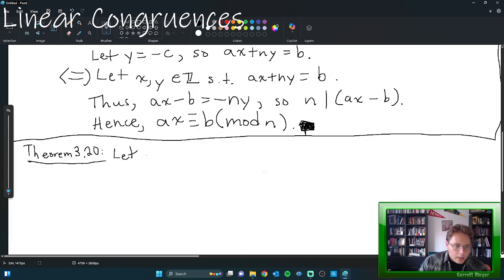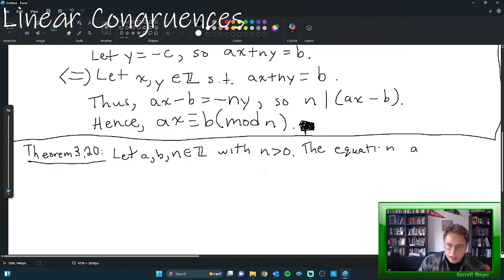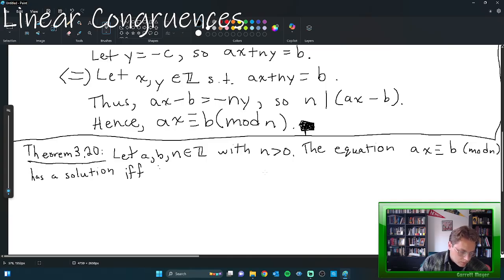So once again, we're going to let a, b, and n all be integers with n greater than 0. And then the equation ax is congruent to b mod n has a solution if and only if the GCD of a and n divides b.